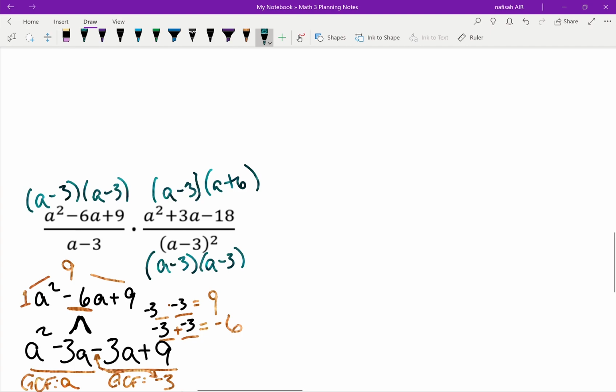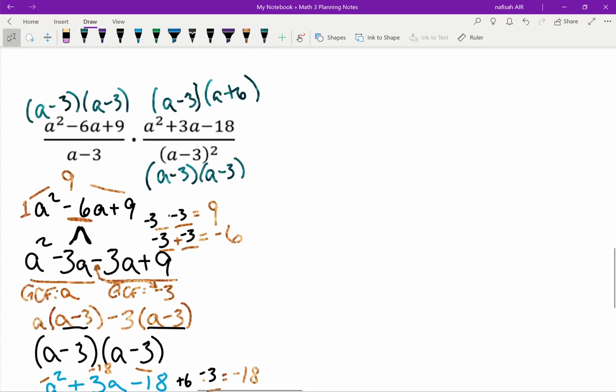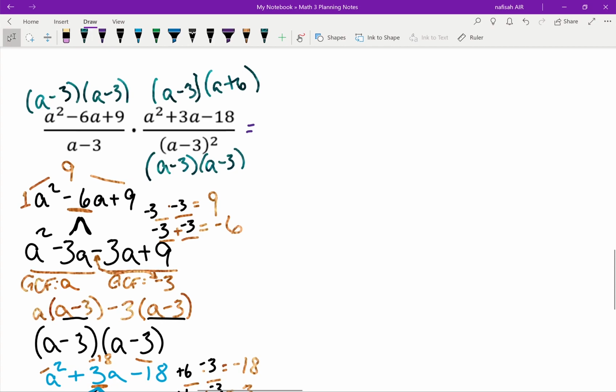All right, so I factored them all out. I'm at the step now where I'm going to write my factors and put them together into one fraction. I'm just going to go ahead and get to that step right now.